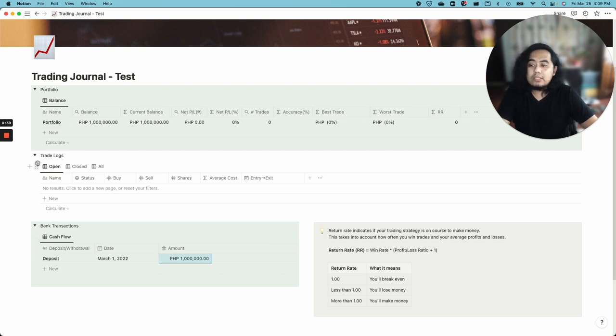Next is the trade logs. There are three sections here: open, closed, and all. Open is for our open positions, closed is the closed trades, and all shows all our trades.